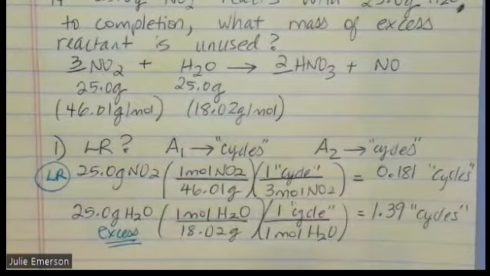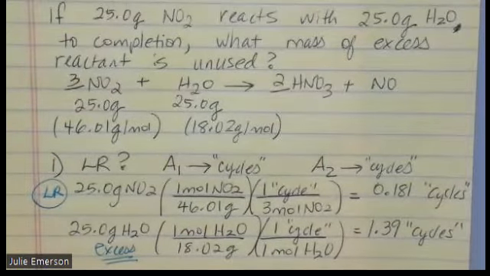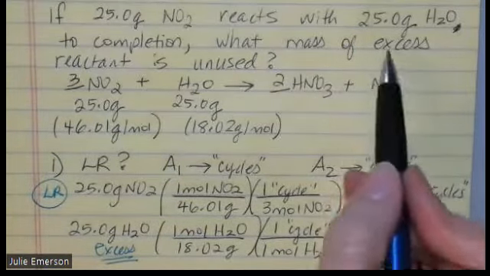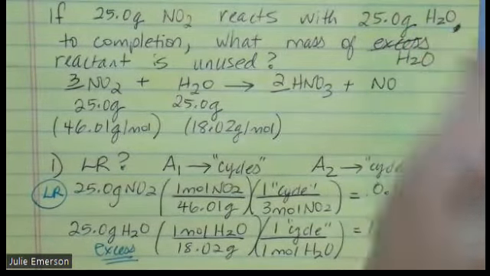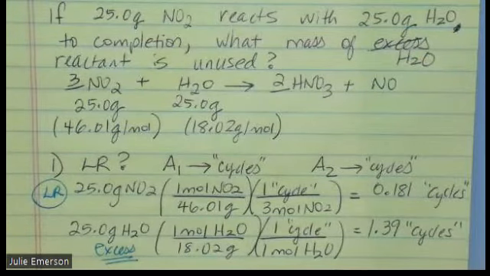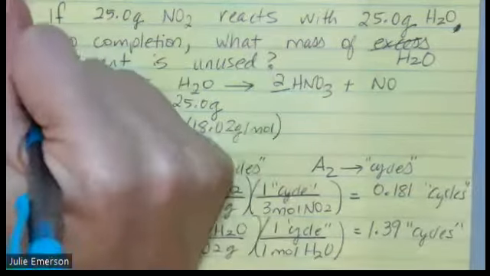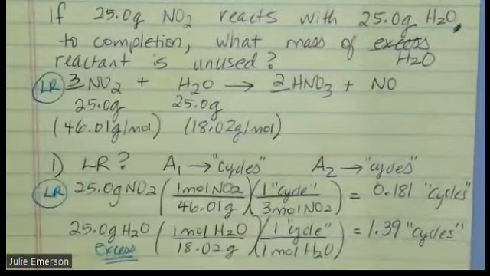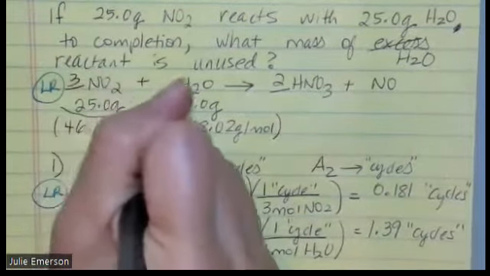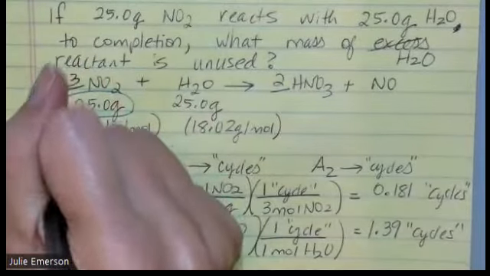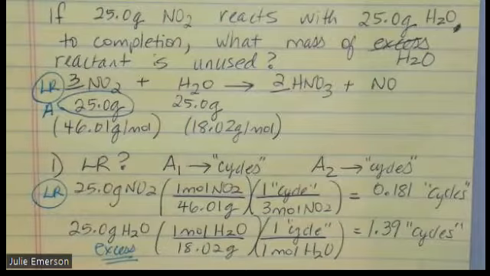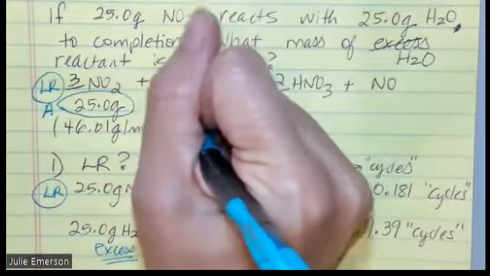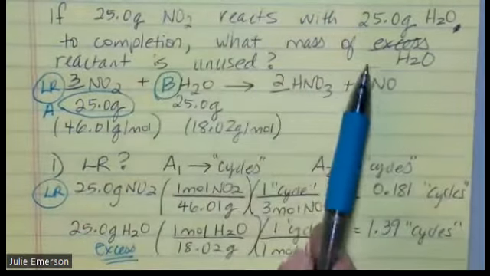So now what I know about my question is when it's asking me what mass of excess reactant, what I now know is that it's saying what mass of water is going to be unused. So now that I've identified that the NO2 is my limiting reactant, I'm going to take my 25.0 grams, always start with your limiting reactant, right? Because that limits how far the reaction can go. And my excess reactant is my B. That's really what this question is looking for.